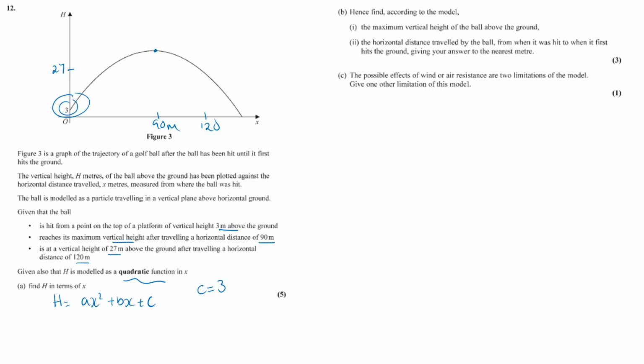So here at the max height, dh by dx is equal to 0 when x is equal to 90. So let's find dh by dx. That is going to be 2ax plus b equals 0 when x is equal to 90. So 2 times 90, 180a plus b is equal to 0. So that's one equation.